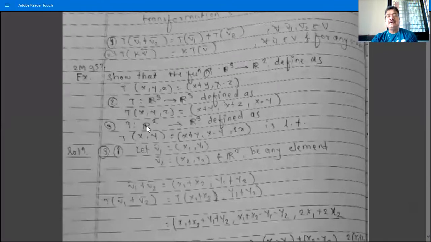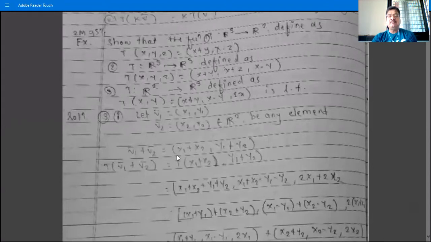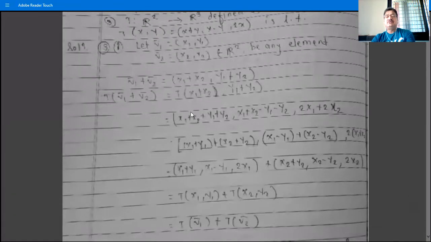So we will take two elements from this R square, that is v1 as (x1,y1) and v2 as (x2,y2) belonging to R square be any elements. Then what is v1 plus v2? What is the addition in R square? That is the usual addition, again an ordered pair, (x1 plus x2, y1 plus y2). Then T(v1 plus v2) is equal to T(x1 plus x2, y1 plus y2). Write it in this bracket.